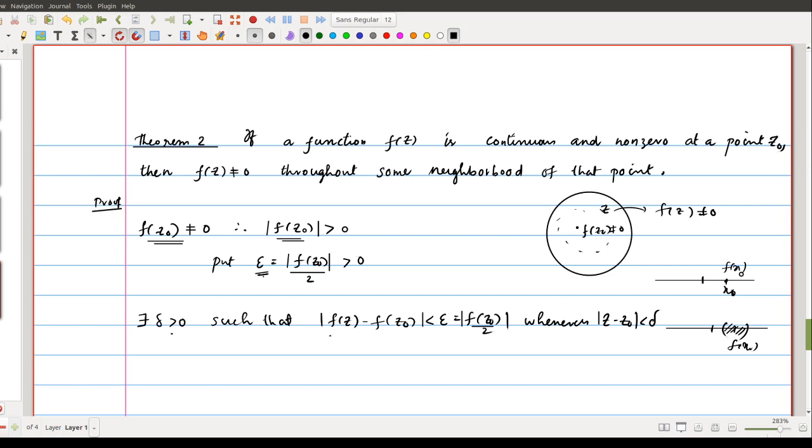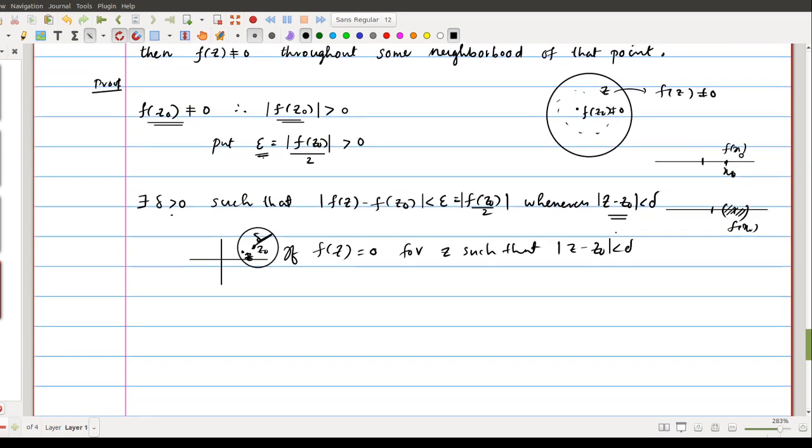Now we will prove that our claim holds for every z satisfying this. What is the meaning of that? At z0, you can get a disk with radius δ. If you take any z here, we will prove that f(z) is non-zero. Consider this δ-disk or δ-neighborhood about z0, and suppose f(z) = 0 for some z such that |z − z0| < δ. This disk is our candidate.